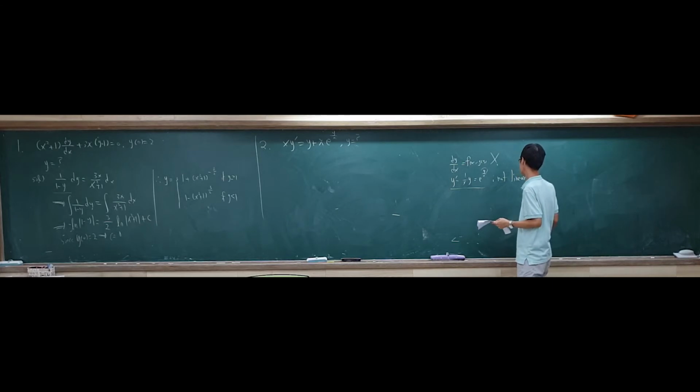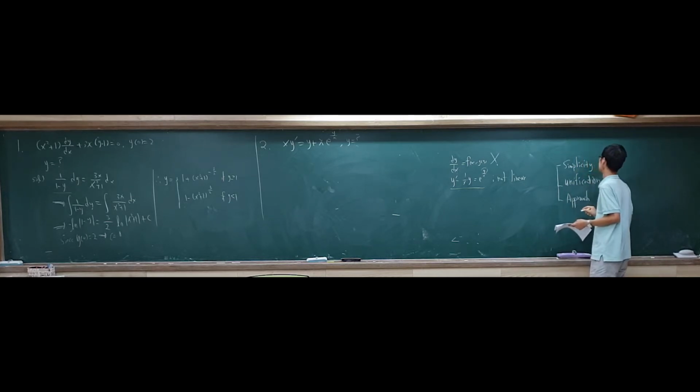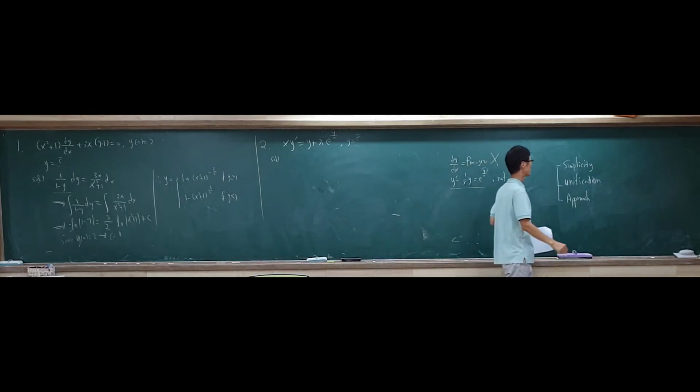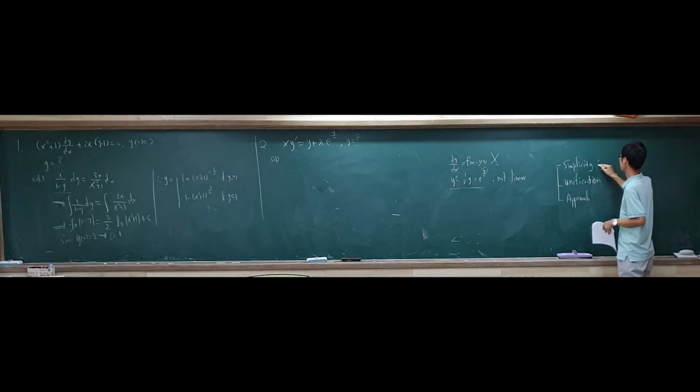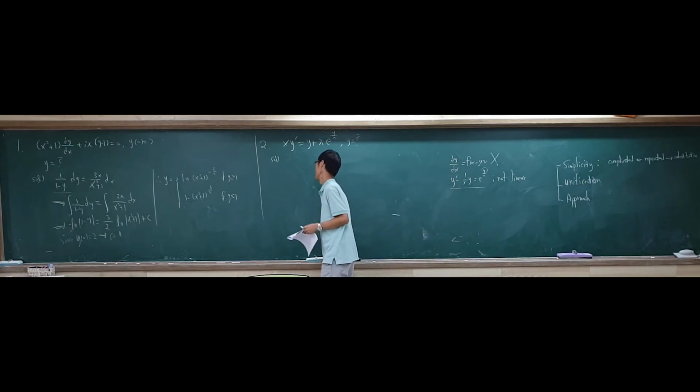In mathematics, unification is simplicity, and unification is very important. Here, in simplicity, there is a substitution. If something is complicated or repeated, then we can consider substitution. Okay, so this is important in solving this problem.